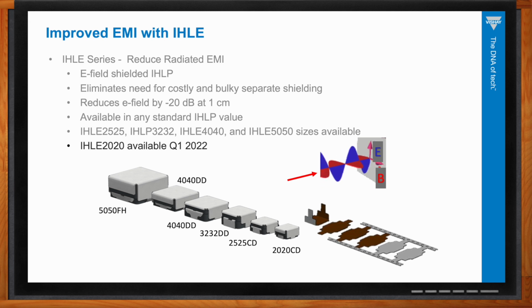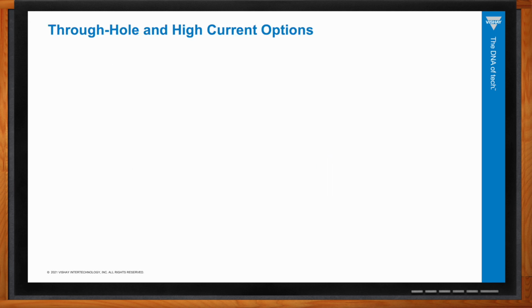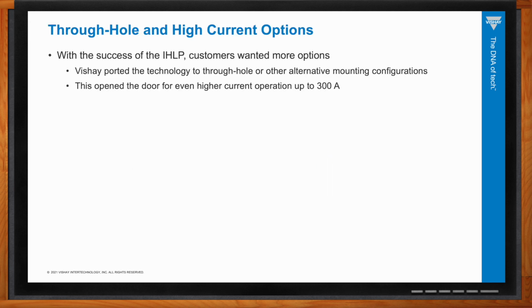Now, Tim, what if I need different mounting configurations or high current? Do you guys have other options for me? Of course we do. So we looked at through-hole high current options as well because customers wanted them. So what we did is we ported the technology to a through-hole or even other alternative mounting configurations. And this opened up the door for even higher current operation up to 300 amps.